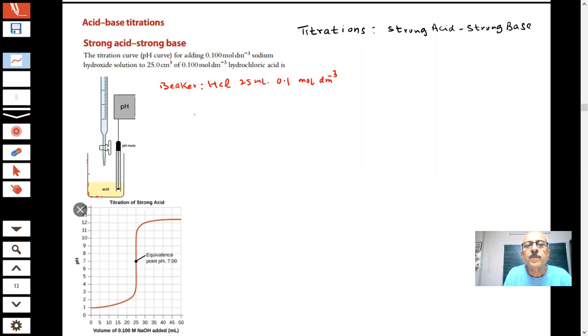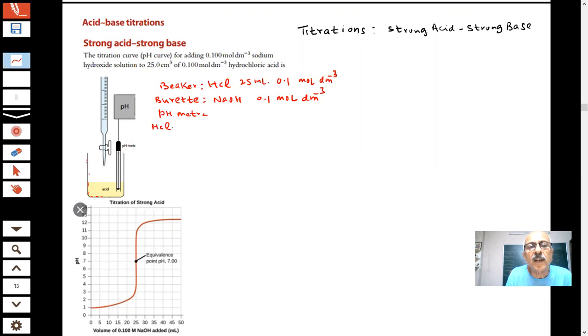Okay? And in the burette, what did we have, students? NaOH, 0.1 mole per decimeter cube. This is the concentration of the strong acid and the strong base. And I have a pH meter. What will the pH meter do? The pH meter will give me the reading of the pH.